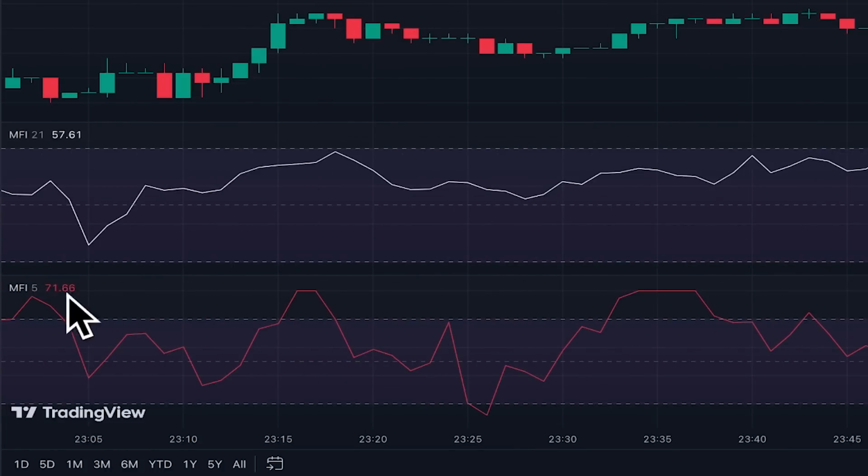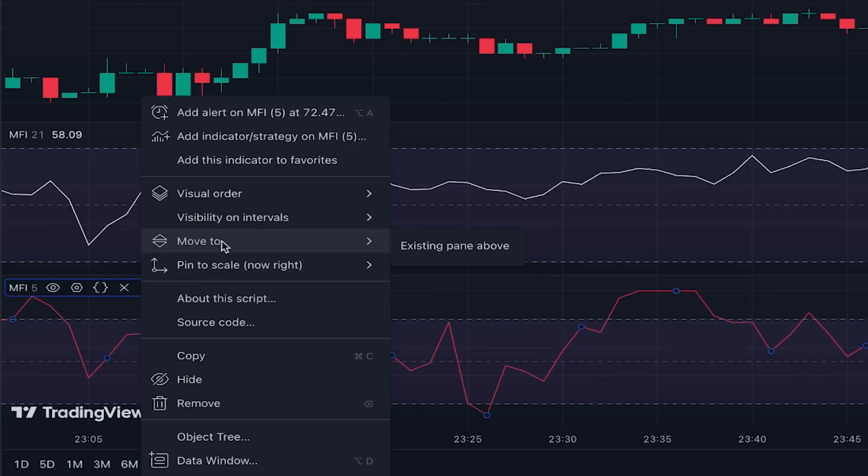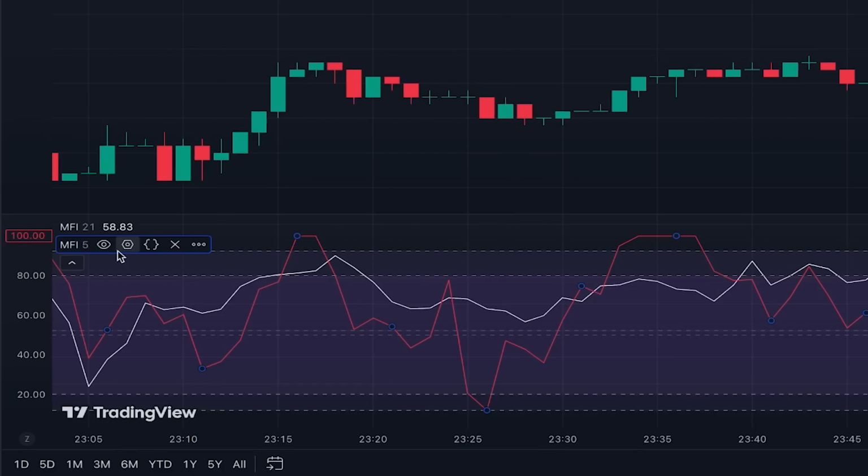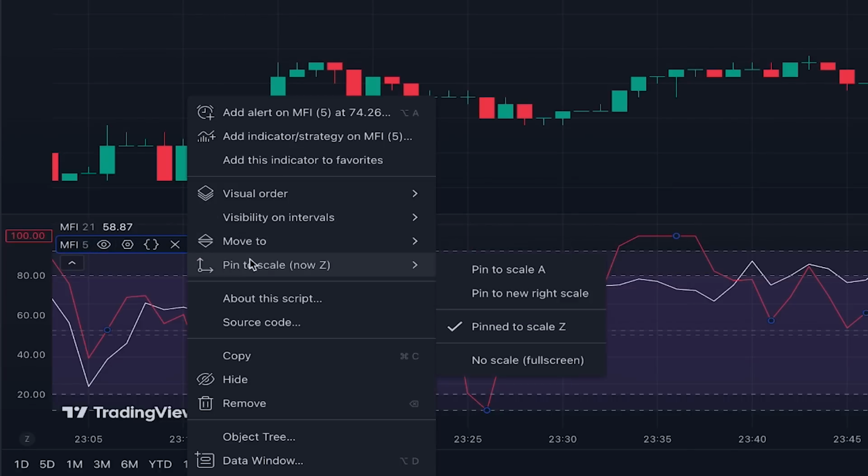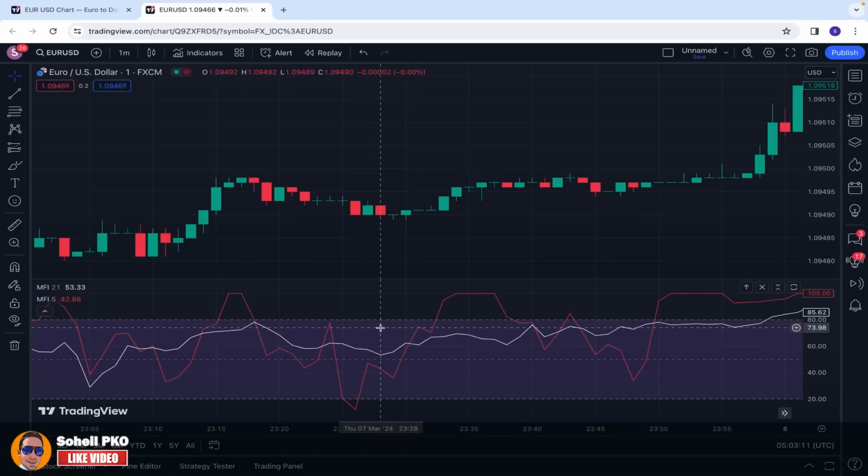Here for the shorter MFI, the MFI with length of 5, we click on more and then move to, and then we click on existing pane above, and then for the same MFI, the short MFI with length of 5, again we click on more, then in the pane to scale we click on pane to scale A. Alright, now the two MFIs are combined together, and let's see how we trade based on the setup.